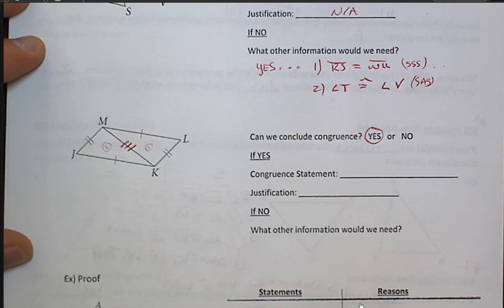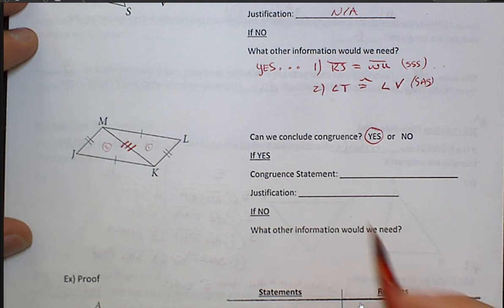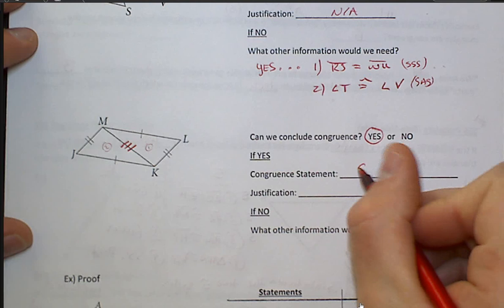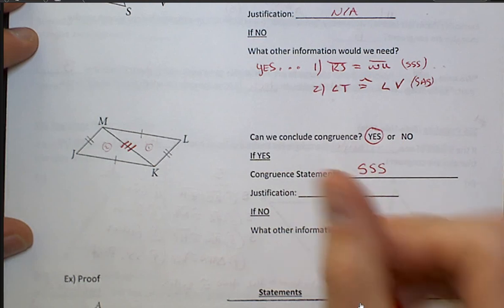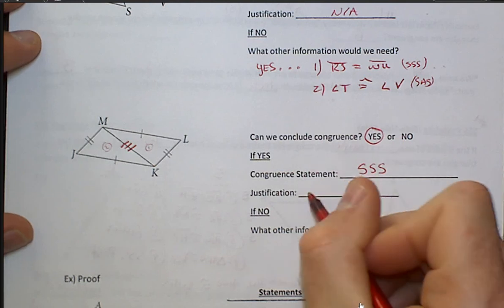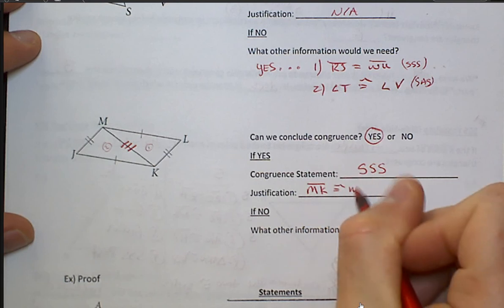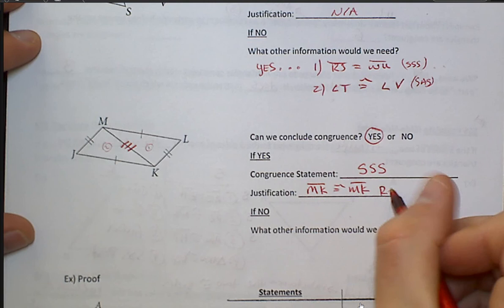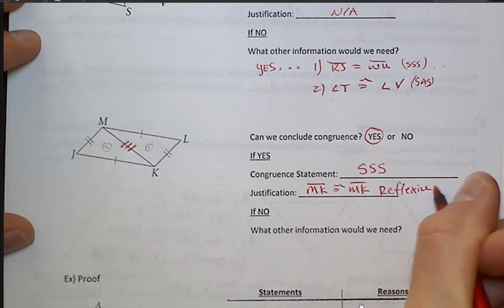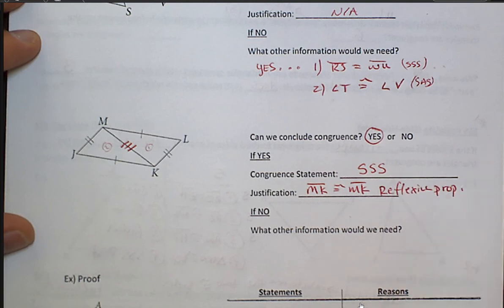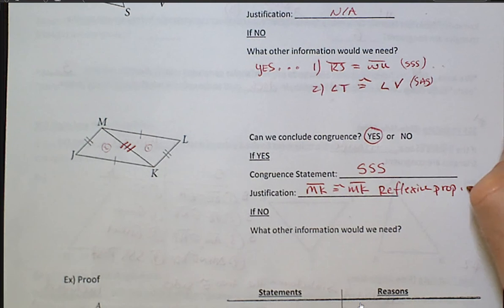Now my congruency statement is side, side, side. My justification is, and I'm probably doing this a little bit differently, MK is congruent to MK, and that's the reflexive property. I should probably switch this up, congruency statement, that's okay though. Either one will work. If no, nope, we don't need to say no because we know they're congruent.